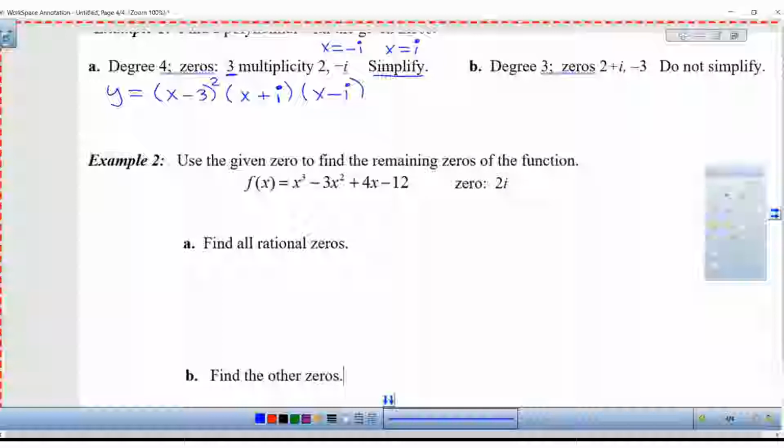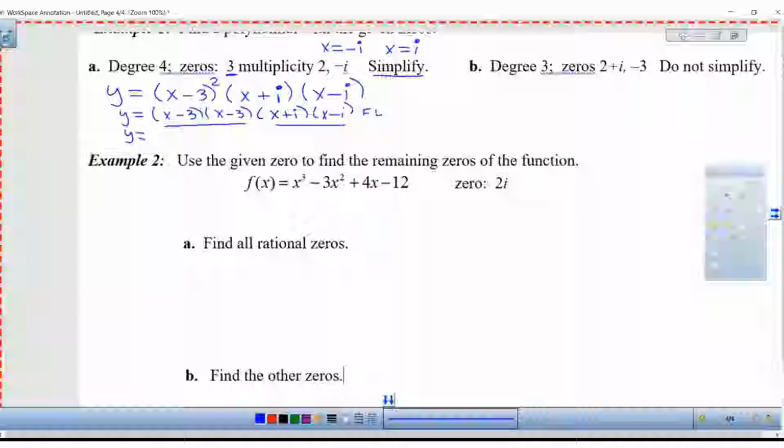Okay, so it looks like it's going to be terrible. It's actually a little bit less terrible than what you'd think. So x minus 3 squared is x minus 3 times x minus 3. Okay, and then you have x plus i times x minus i. Now, these right here are conjugates. So I'm going to multiply those together first. And when you FOIL conjugates, the O and the I cancel out. So all you have to really do is just F and L. So I'm going to FOIL these as well.